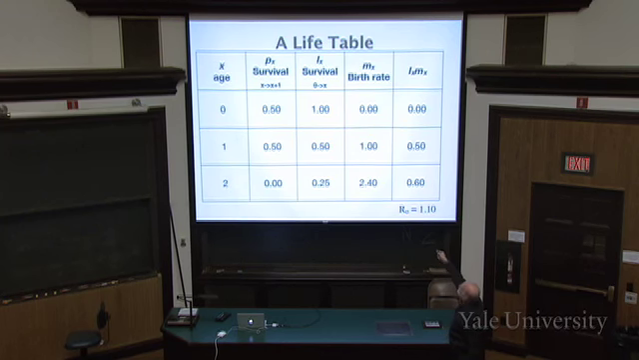This is the birth rate, okay, so these organisms mature at age 1, and they get better at reproducing, perhaps they continue to grow, and they have 2.4 offspring per female at age 2, and these are their contributions to fitness. 0.5 here, so half of them make it to age 1 and have 1 offspring, and a quarter of them make it to age 2 and have 2.4 offspring. We multiply those numbers together, sum them up, we get R naught equal to 1.10. The important thing about R naught is that it's greater than 1. This population is growing, okay?